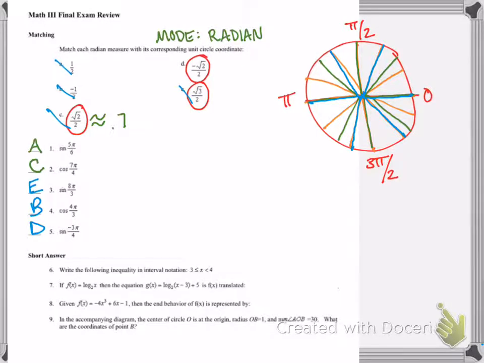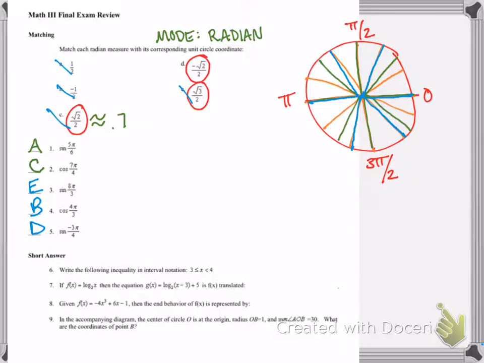Another way to know that this last one is D, because this is a negative 3 pi over 4, we're going to go the opposite direction around the unit circle. So remember, our fourths are the green ones. So this is negative 1 pi over 4, negative 2 pi over 4, negative 3 pi over 4. So we're right here. That's the second furthest away that we could be. So that's why it's negative square root of 2 over 2. So that's how you do those problems.